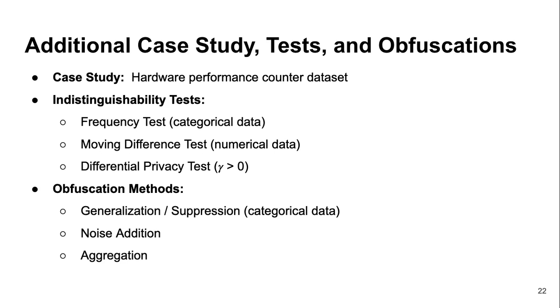In the paper, we also performed another case study on the hardware performance counter dataset. We also designed other tests such as frequency tests, moving average tests, and differential privacy tests. And we proposed other obfuscation methods such as generalization, suppression, noise addition, and aggregation. Please refer to our paper for more details.